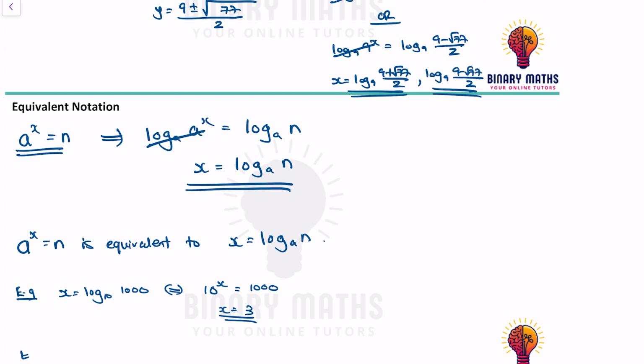So another example might be, we've got x is equal to log base 2 of a half. That means using the equivalent expression, 2 to the power of x is equal to a half. So 2 to the power of what gives you a half? Obviously 2 to the power of minus 1 is equal to a half, so x is equal to minus 1. So if you get confident using these equivalences.